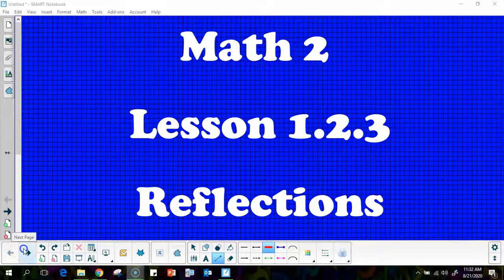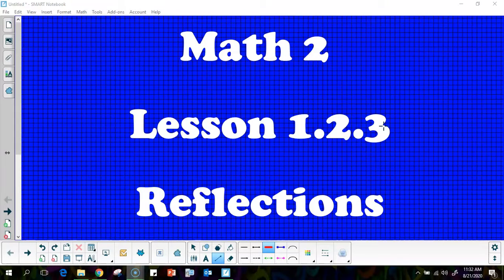Hello, Math 2 students. This is the third lesson in our unit on transformations. This is grading period 1, which is what that 1 stands for. Week 2, lesson 3. We have already done dilations and translations in this unit, and we remember that we have a pre-image and an image, sort of a before and after of our shapes and figures.